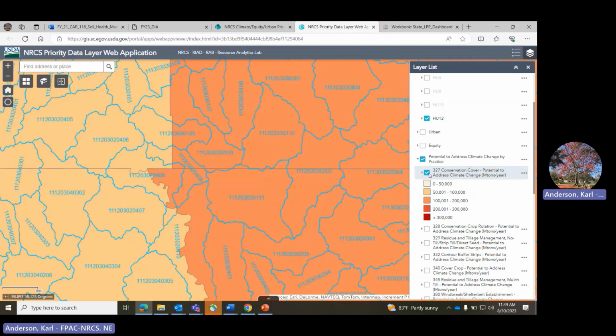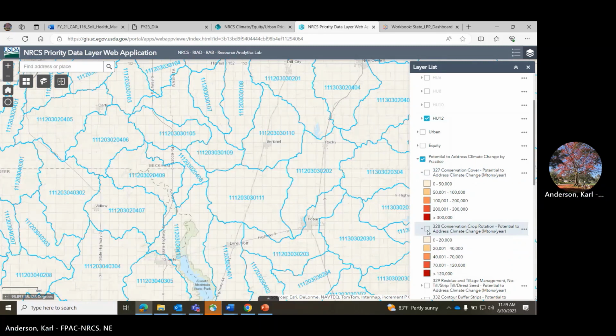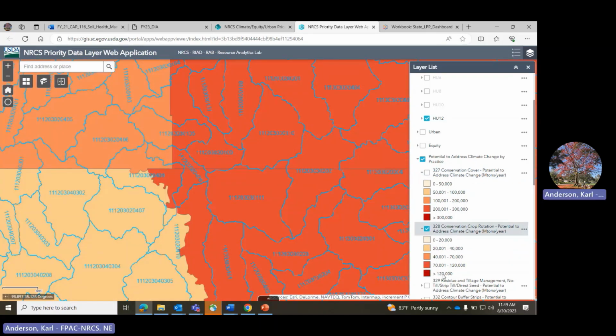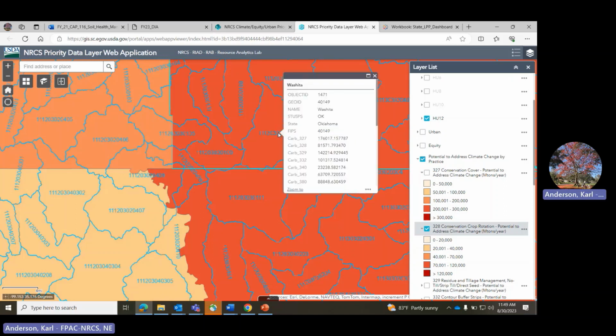So we can cruise through some of these practices here. And of course they're all relative. If you click on one of these counties, you can scroll through and compare. So 327, for instance, you're looking at 176,000, 81,000 for conservation crop rotation, no-till 142,000, as well as things like cover crop. You have some decent numbers, especially when you look at combining some of these practices. Just going to no-till with 63,000, or I'm sorry, mulch-till 63,000.